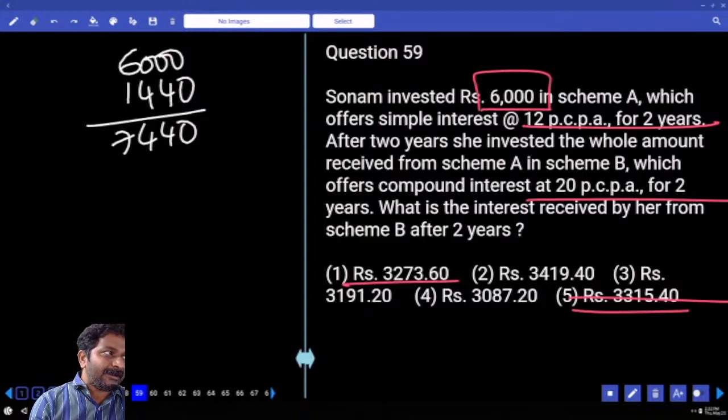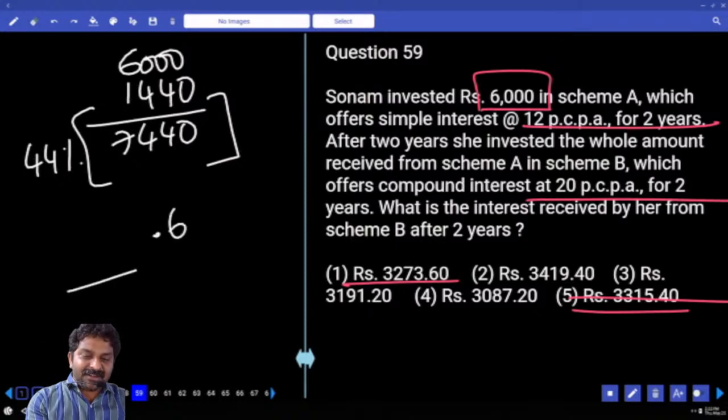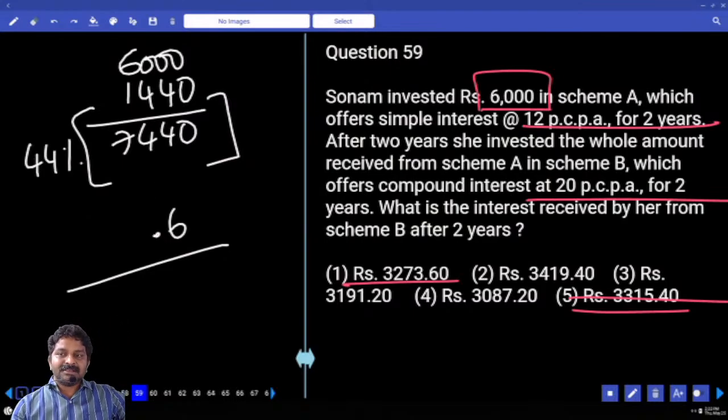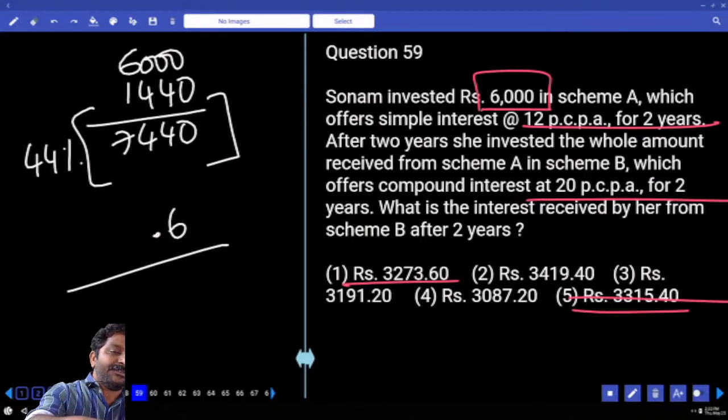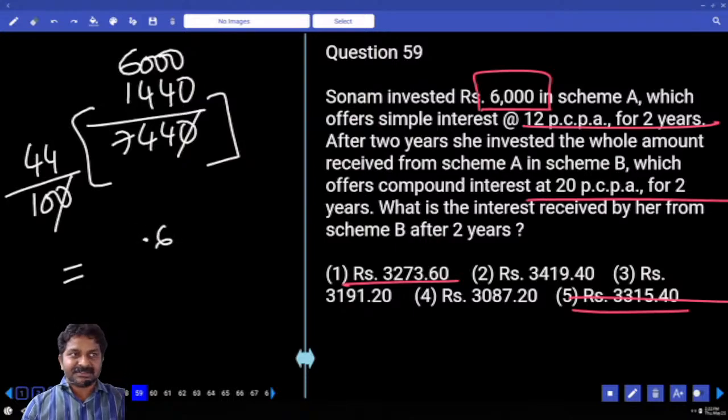That means we will get 44%. You need to calculate 44% of this particular number. If you go with last digit verification, the answer must end with 0.6: 4 into 4 ends with 6. If you delete the percentage symbol in 44%, you write 100 in the denominator, and the zeros get cancelled. Now the numerator ends with 6, but the denominator has 10. That means the answer should end with 0.6.